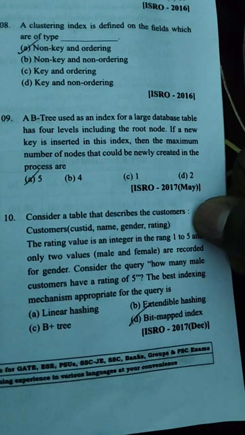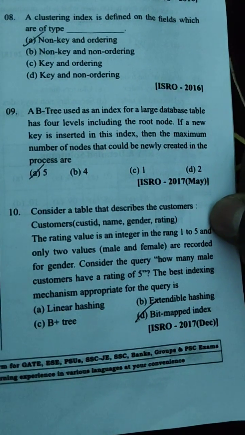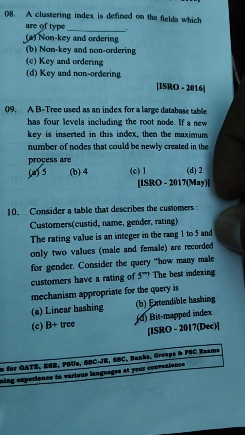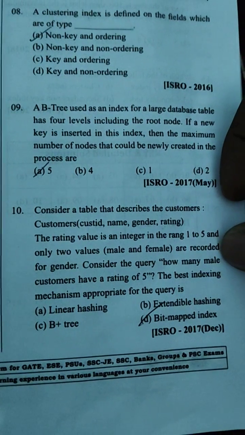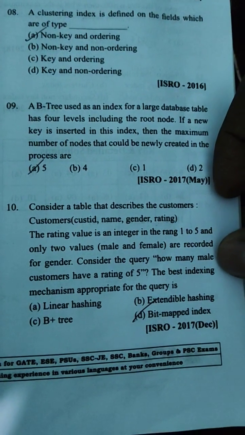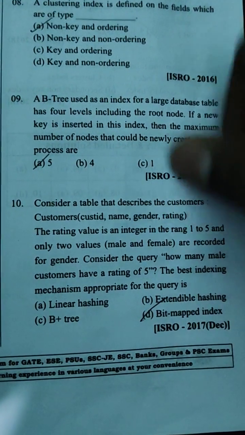Consider a table describing a customer: customer ID, name, gender, rating. The rating value is an integer that ranges from 1 to 5, and only two values, male and female, are recorded for the gender. Consider the query: how many male customers have a rating of 5? The best indexing mechanism appropriate for the query is bitmap indexing.